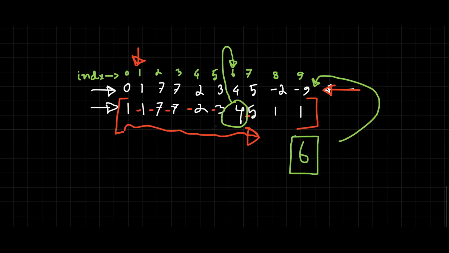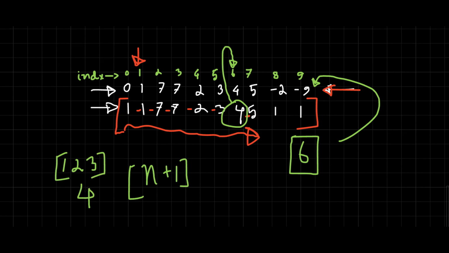Now one more thing. If all of the values are present or all of the values are negative from 1 to n, then the answer will be n plus 1. Because suppose the array has 1, 2, and 3, then here all of the elements are present. So here the output will be 4. The 4 will be the size of the array plus 1. I hope you understood the algorithm. Now let's move on to the code.